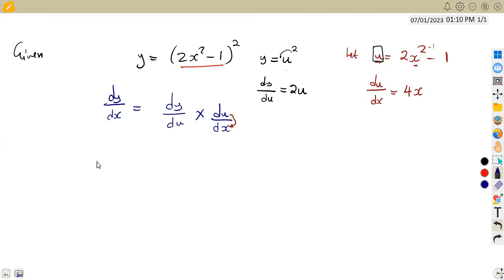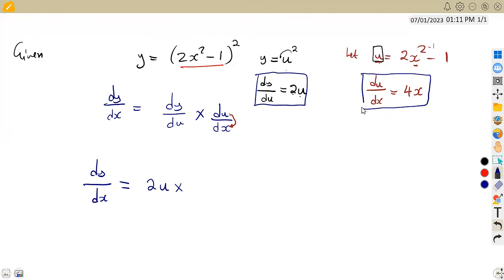So we are going to substitute now to say the derivative of y with respect to x is equal to dy du. In this case, we've got our dy du here, which is 2u. So we are going to have 2u times the derivative of u with respect to x, which is 4x. So that's it. Remember, our u is an expression in terms of x also. So we can just multiply 2 times 4x, which is going to give us 8x times u in this case.